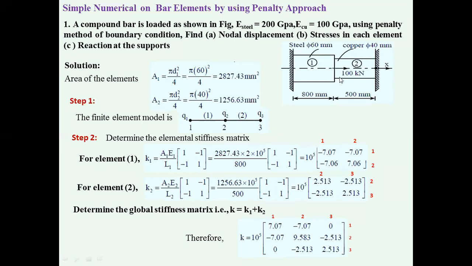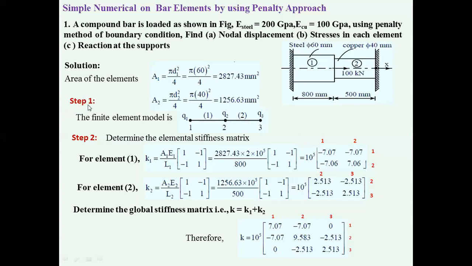And the load is applied at exactly the center of the element. Now the diameter is given here, so you convert it to areas. The area of element 1, A1, is pi d square by 4, so pi into 60 square divided by 4 will give the area. Similarly, you find the area of the second element, pi d2 square by 4, so pi into 40 square divided by 4 gives the second area.